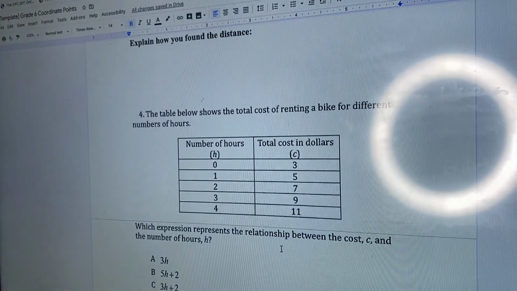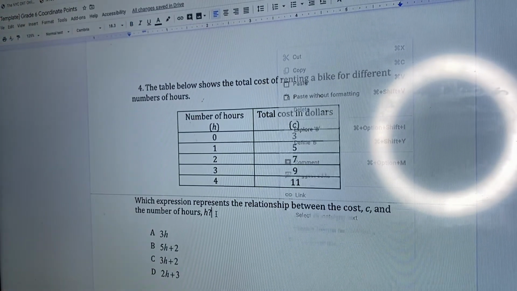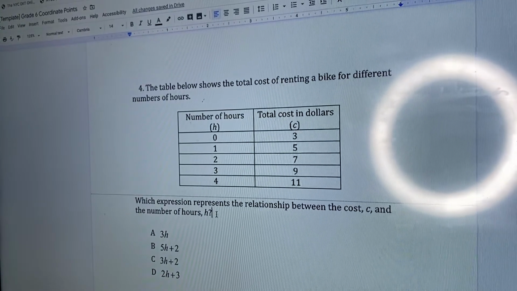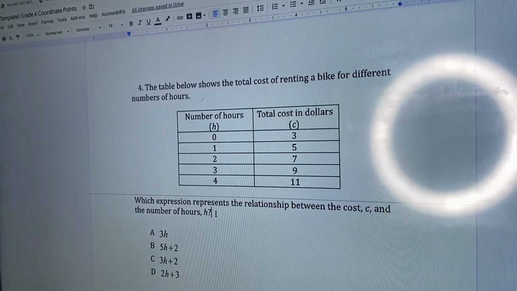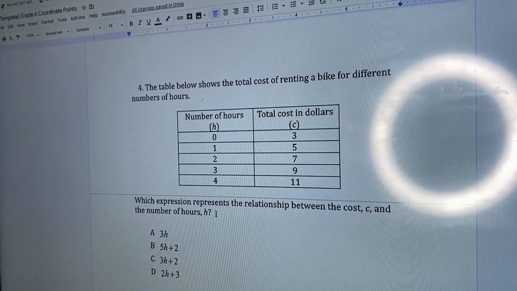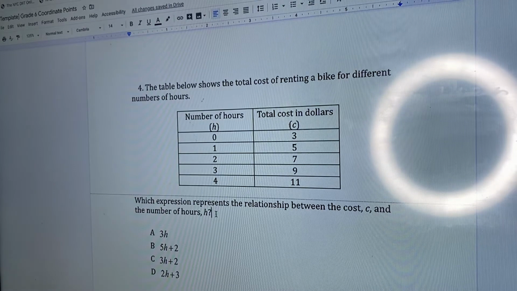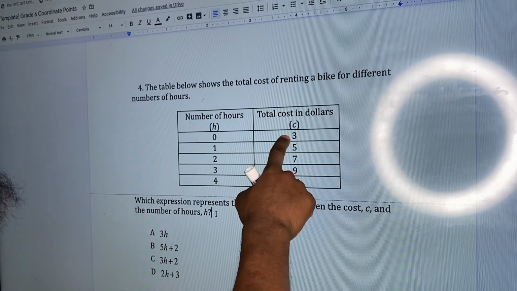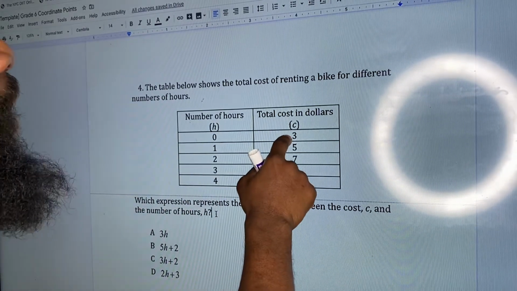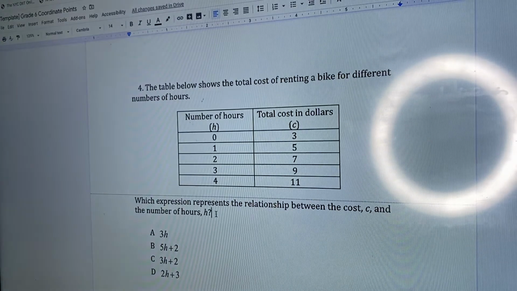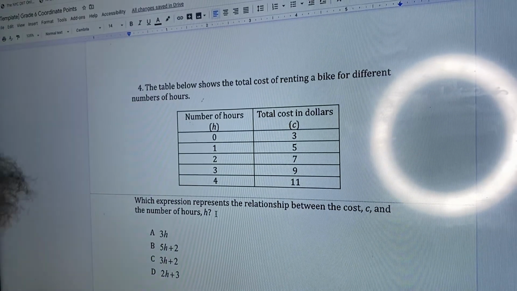Now here, there's a table below. The table below shows the total cost of renting a bike for different numbers of hours. Which expression represents the relationship between the cost C and the number of hours H? So here, we start at 3, right? When 0 hours, we're always paying $3. No matter how many hours we rent it, we're always going to pay $3. So that's what we start with.